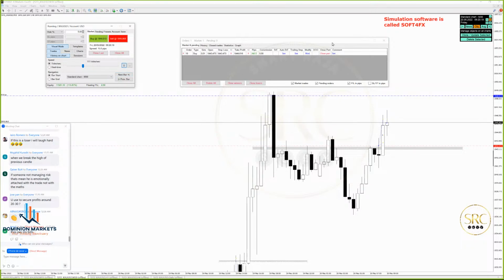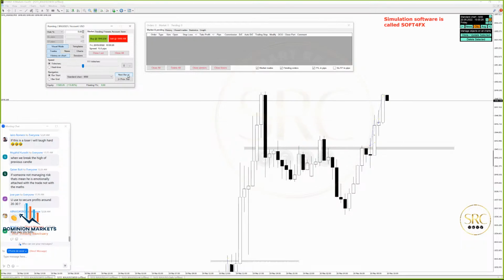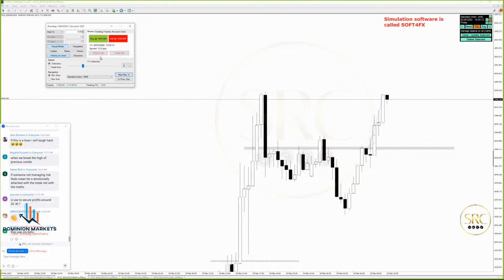Let's speed it up here a little bit. Oh, wow, look at that. Candle body's getting smaller. Oh, TP hit, perfect. So this marks the end of the simulation.